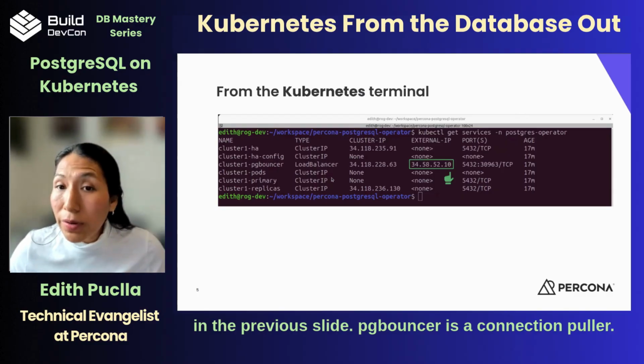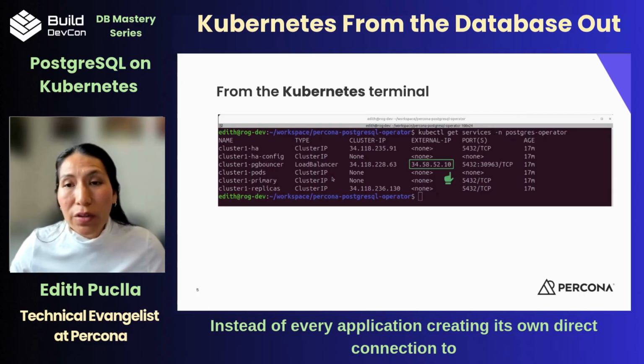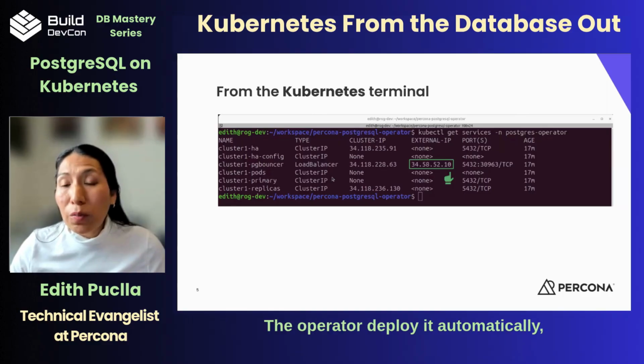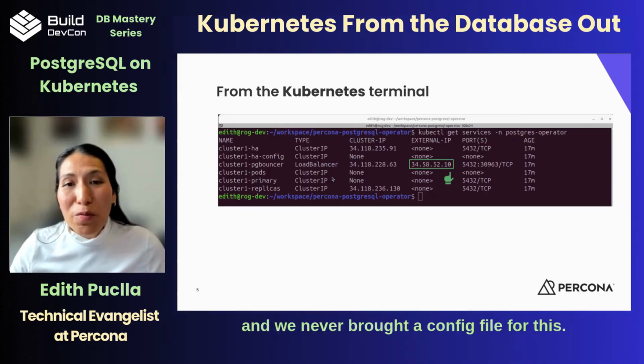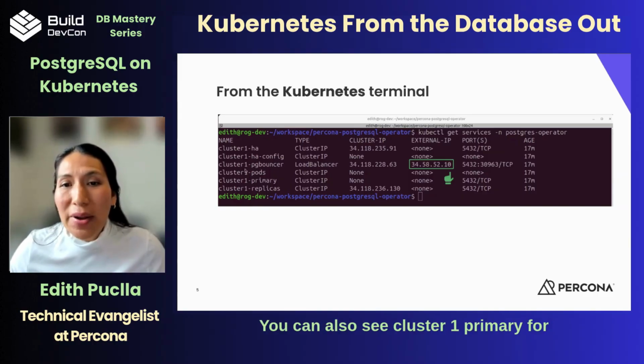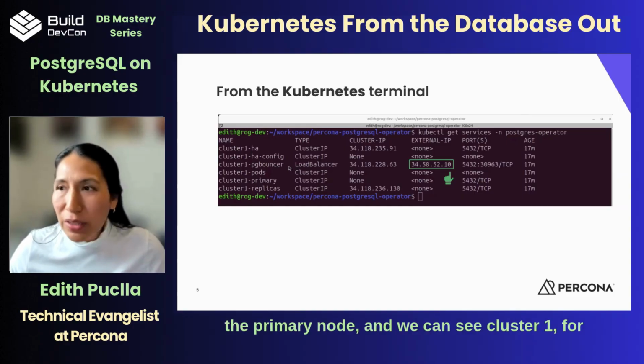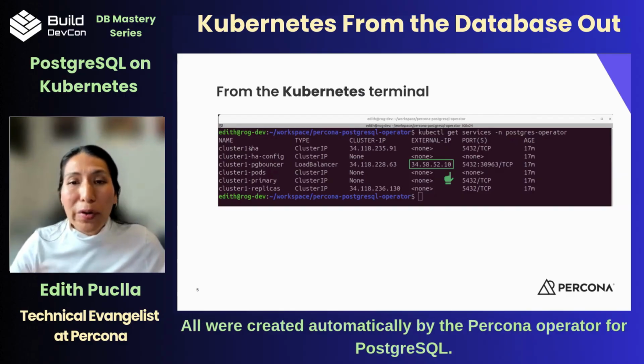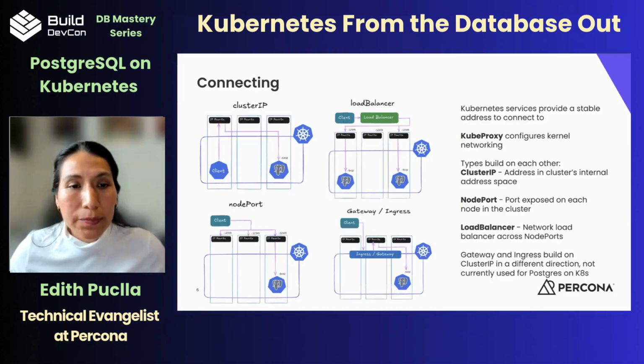PgBouncer is a connection pooler. Instead of every application creating its own direct connection to Postgres, PgBouncer manages a small pool of connections and shares them. The operator deploys it automatically, and we never wrote a config file for this. You can also see cluster1-primary for the primary node, cluster1-replicas for the replicas, and cluster1-ha for high availability. All were created automatically by the Percona operator for PostgreSQL.